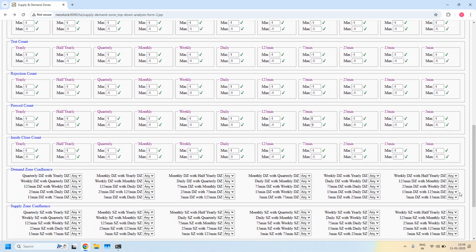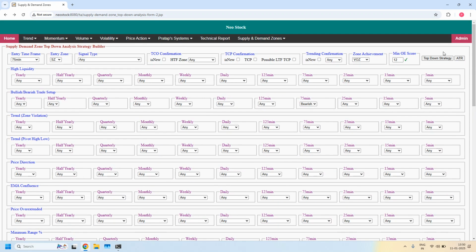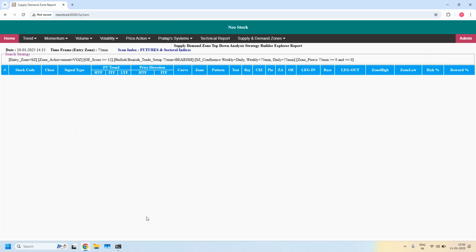For that, we should set 3 filters. First filter is already enabled: 75-minute supply zone with daily supply zone confluence. Second filter is 75-minute supply zone with weekly supply zone confluence. Third filter is daily supply zone with weekly supply zone confluence. With all the 3 filters, LTF, ITF, HTF supply zone confluence, we did not get any stocks. Fine. So this is about a bearish trade setup for a weekly income trade.